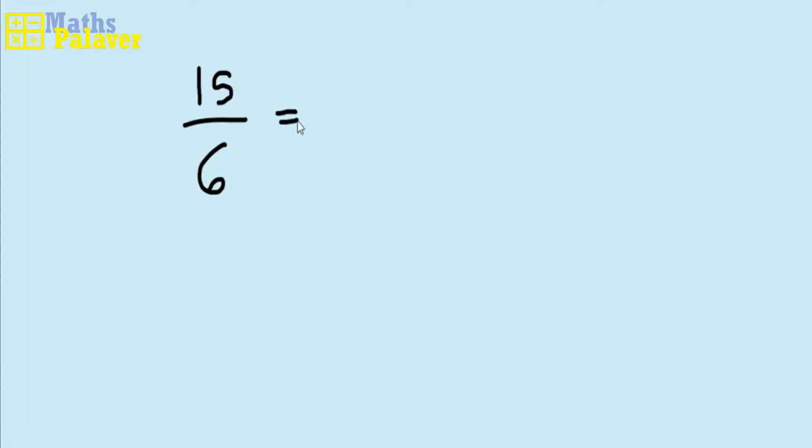How many 6's can you make out of 15? There are 2 6's in 15, and we've got a remainder of 3/6. And that's how we change improper fractions or top-heavy fractions to mixed numbers.